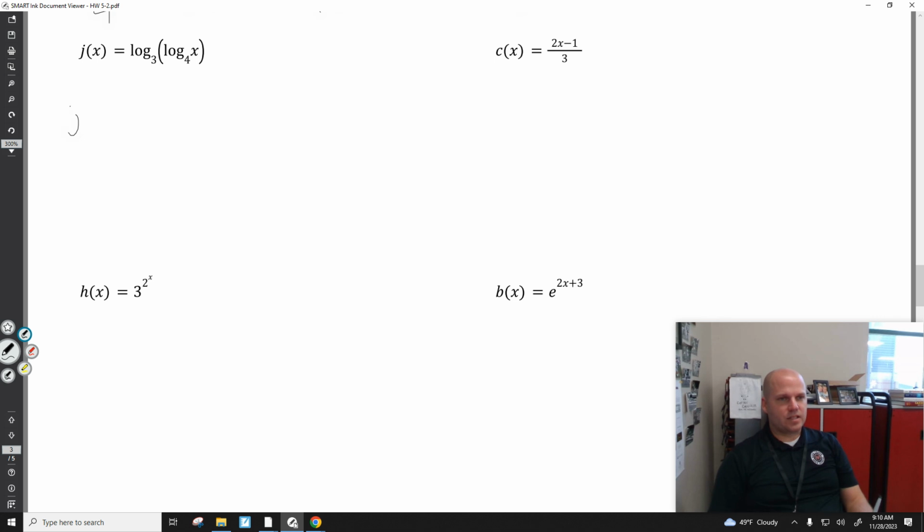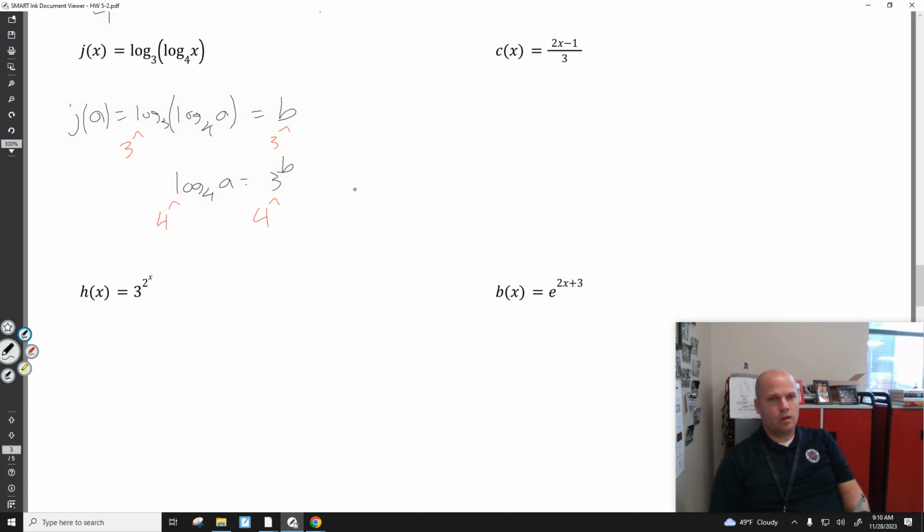I'll go back to the a's and b's. J of a equals log base 3 of the log base 4 of a. That equals a b. I will solve for b. I will get rid of the log base 3, giving me log base 4 of a equals 3 to the b. I'll get rid of the log base 4, giving me j inverse of b, which equals a, which equals 4 to the 3 to the b.